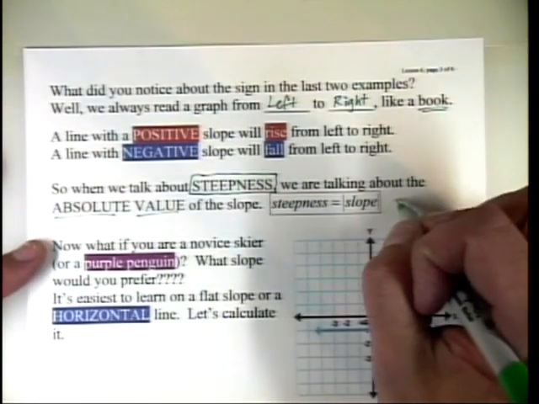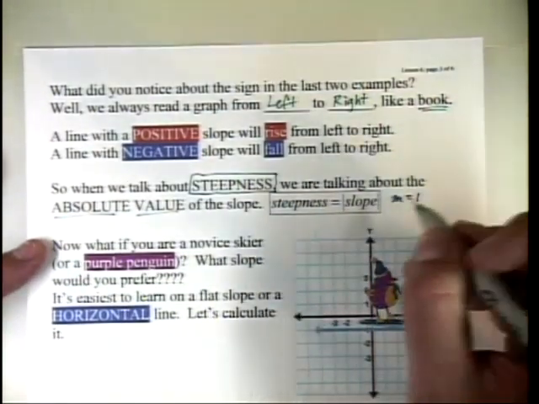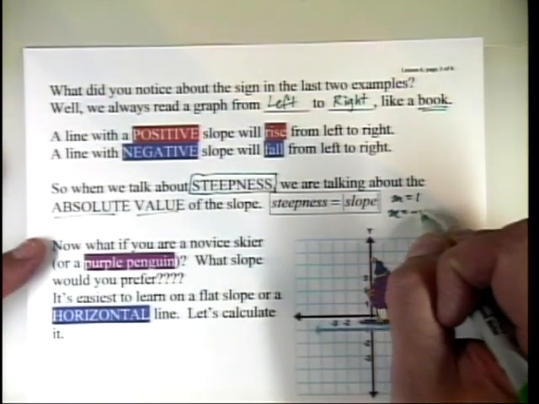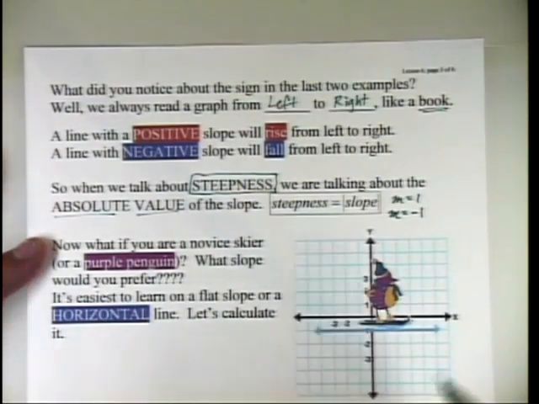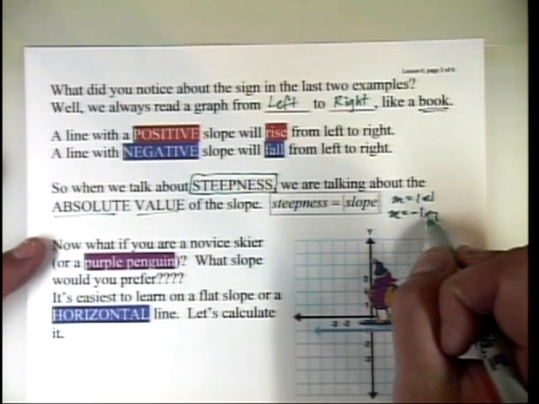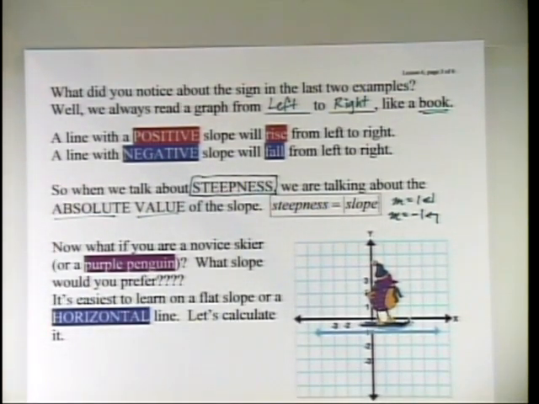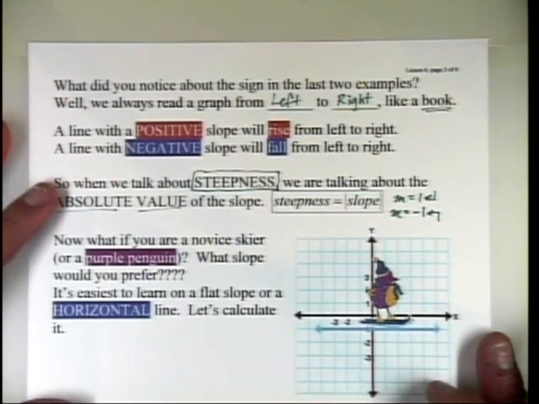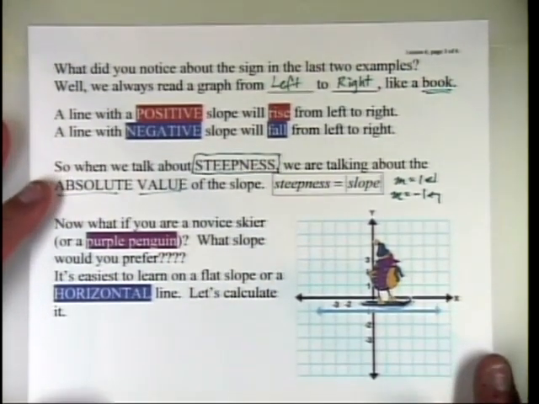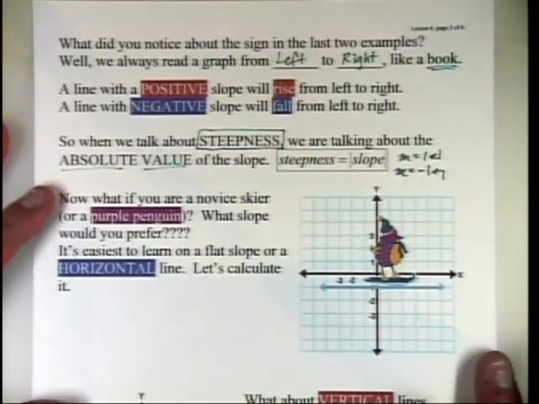So if I had one line that had a slope of 1, let's say, and another line that had a slope of -1, the first one here is increasing or rising from left to right. The second one is decreasing from left to right. But if you take the absolute value of both of those, you get 1. So they have the exact same steepness. They're just kind of going in opposite directions. Okay? Steepness versus slope. Slope is kind of directional and steepness is not.